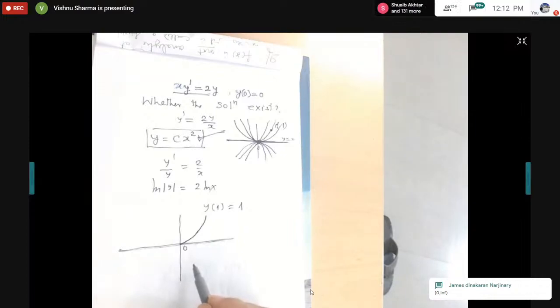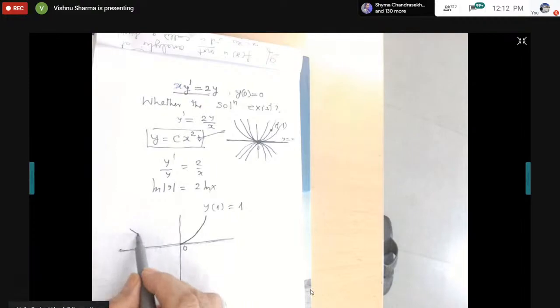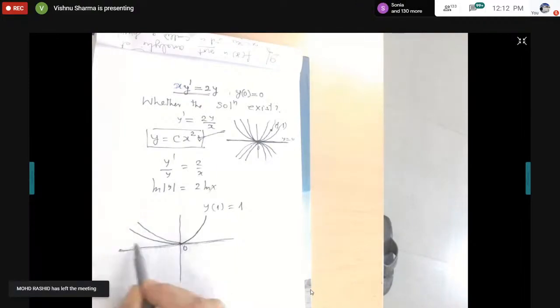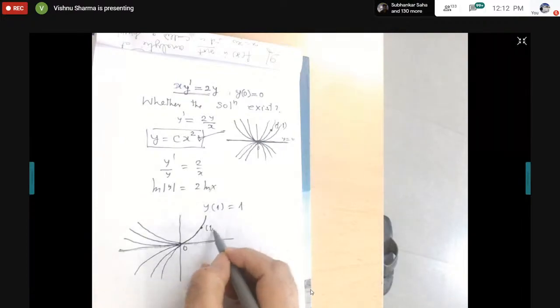It again shows the same behavior. No, it doesn't. It doesn't show the same behavior. In fact, you see, there are an infinite number of solutions because here y is equal to cx square. As a matter of fact, there are an infinite number of solutions. Yes, there are infinite number of solutions.